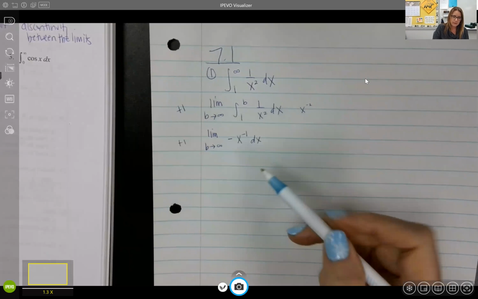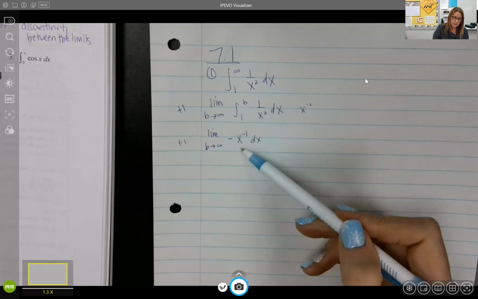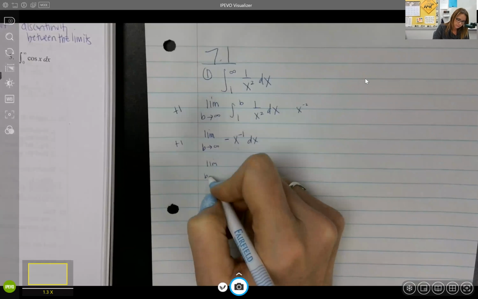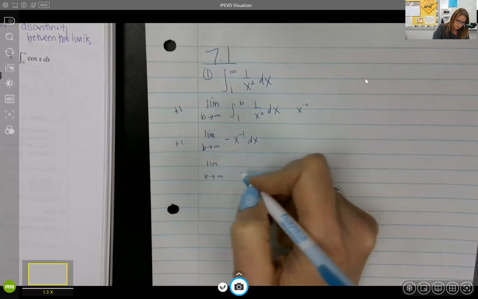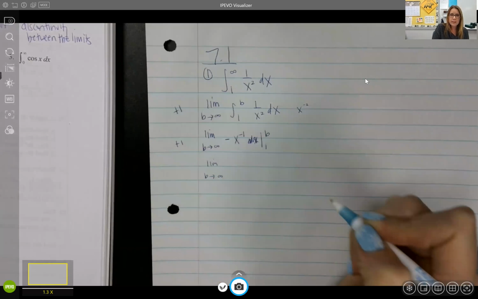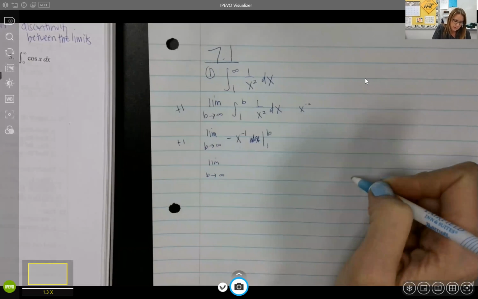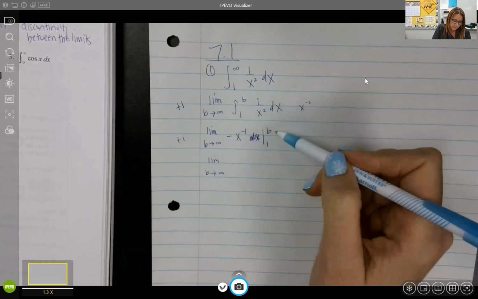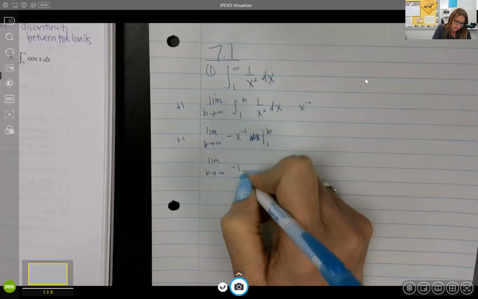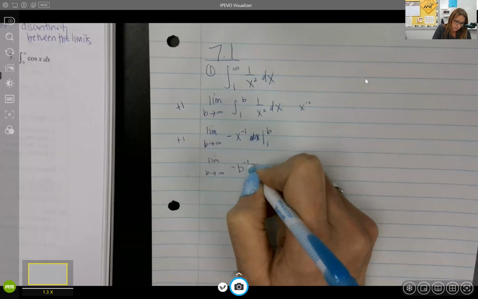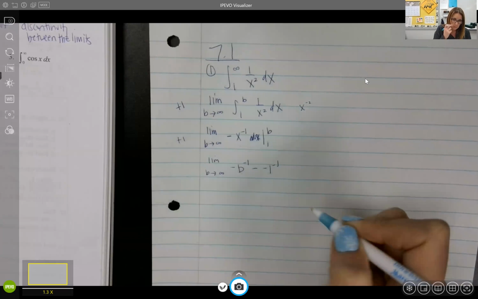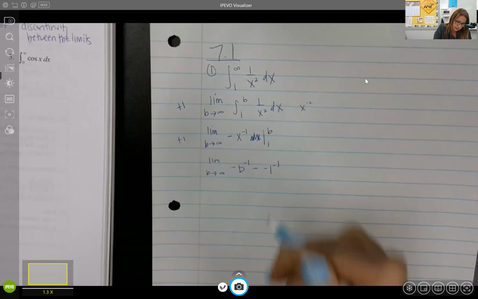So you get a point for writing the limit, and you get a point for taking the integral, and then you get a point, so we're keeping our limit, sorry about that. I wrote dx instead of my 1 to b. So we need to write that 1 to b here. So now I'm going to plug in my b. So I get negative b to the negative 1 minus negative 1 to the negative 1. This is going to change to plus.